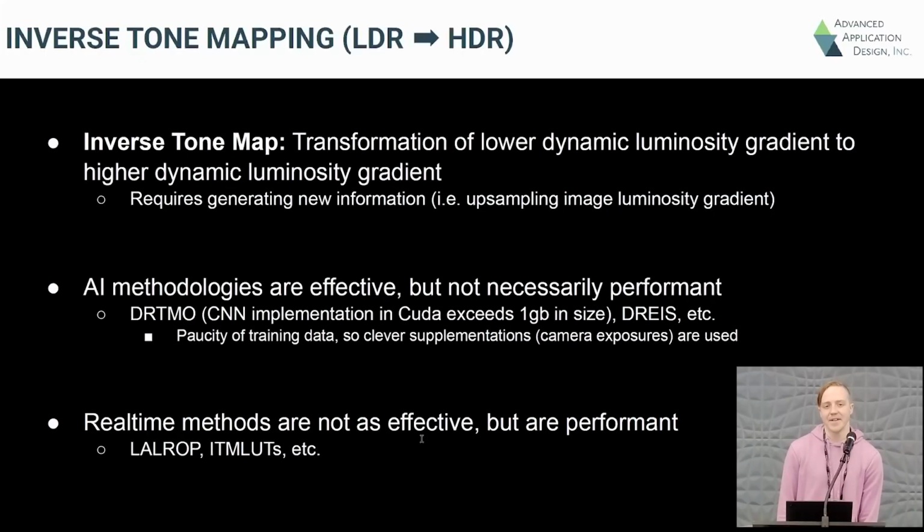So tone mapping is already pretty complicated, and then inverse tone mapping is really complicated. An inverse tone map transforms lower dynamic gradient information to high dynamic gradient information, and it's complicated because it requires generating and inferring new information. It essentially requires upsampling image luminosity gradient. Obviously, AI methodologies are really good at upsampling things, and they excel here, although they're not necessarily performant, and you can't use them in real time for something like a game engine, although this is improving. There are real-time methods for this that are performant, but they aren't nearly as effective.